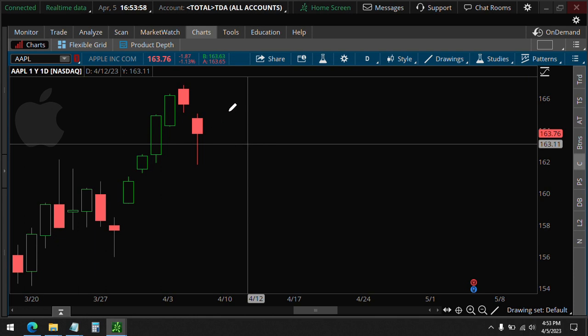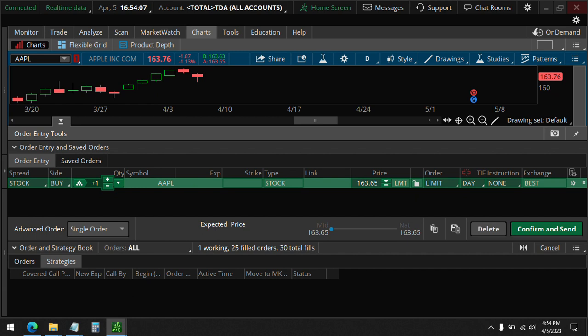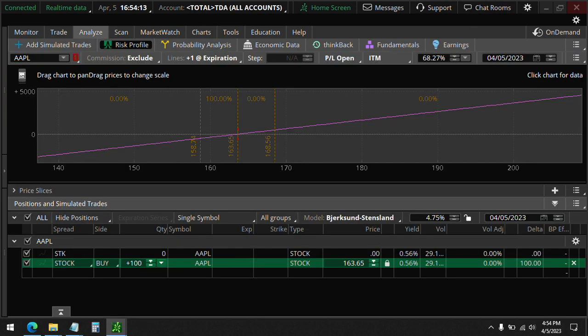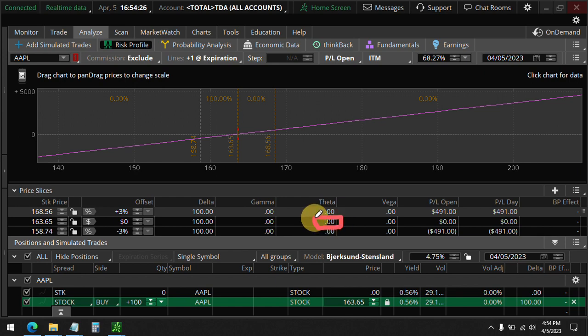This is the Thinkorswim platform on TD Ameritrade. We'll start by explaining it using stocks first. Let's say we buy 100 shares of Apple. One of the major advantages of this trade is that when we look at the Greeks, the theta is 0, which means there is no time decay on this. So you can hold on to this stock indefinitely, and nothing is going to decay your stock unless the price just drops on its own.